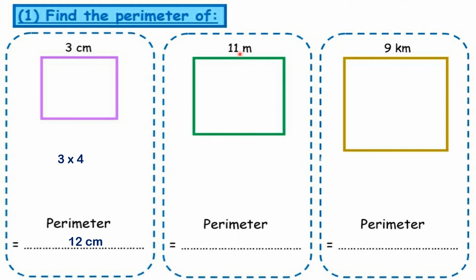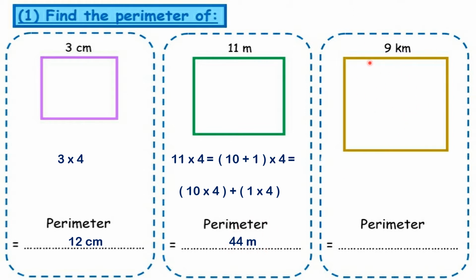You must put the unit every time. This square is of a side 11 meters. And the perimeter is side by 4. So 11 by 4 will give you what? I will distribute it because I don't know the answer. So 10 plus 1 by 4. 10 by 4 plus 1 by 4. 10 by 4 gives you 40 and 1 by 4 gives you 4. So it's going to be 44 meters.